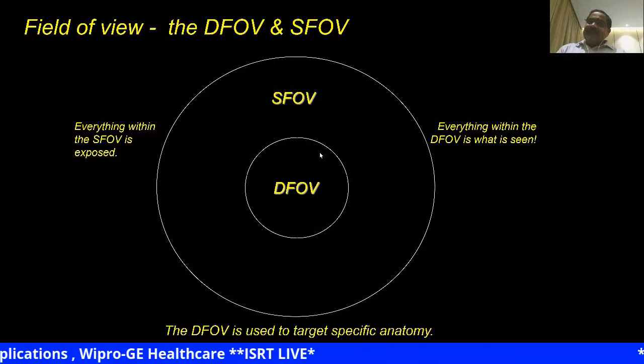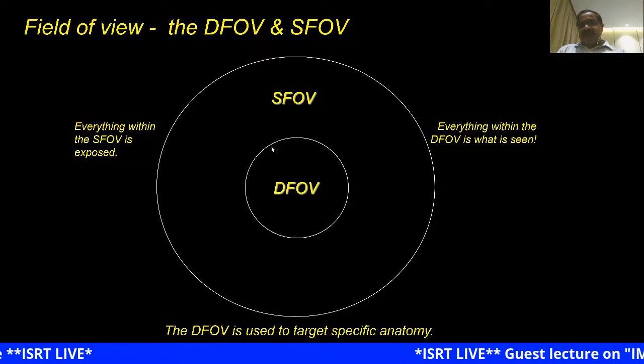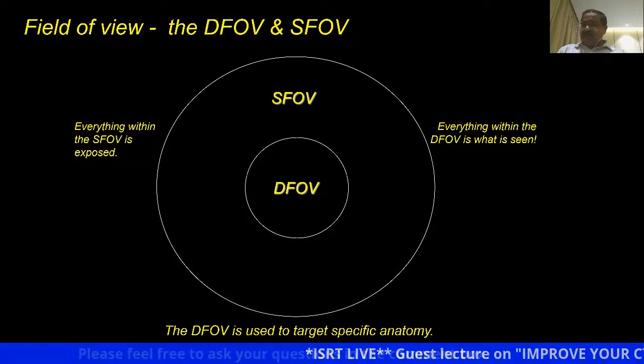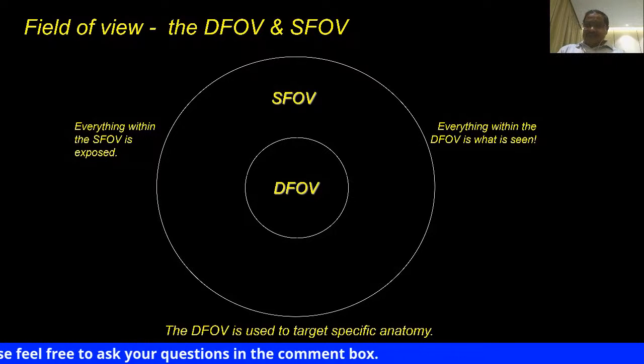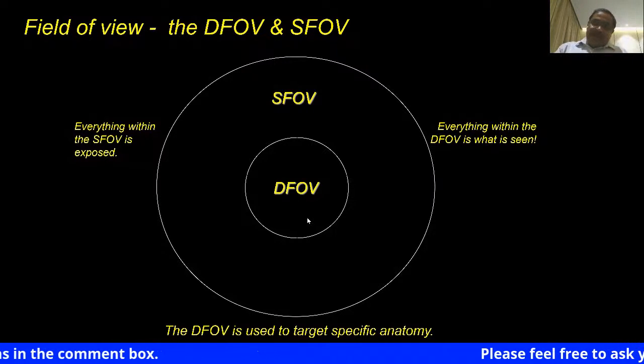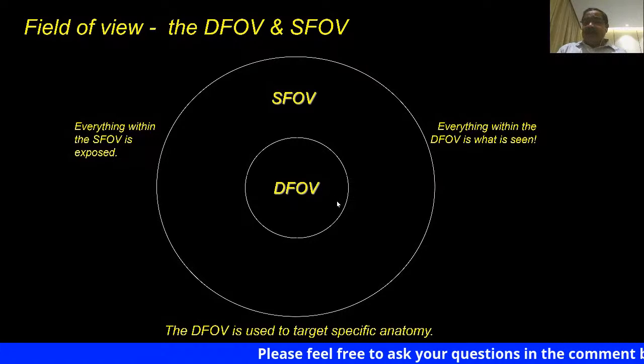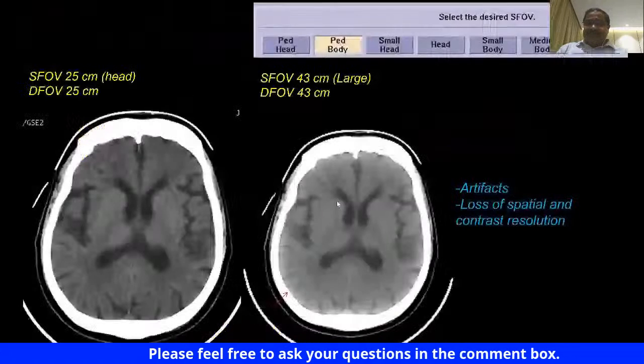DFOV is the area which you use for reconstructing. That means to improve the image quality and the resolution, you may confine your reconstruction to a smaller area and get a better image. And that is determined by the DFOV. We will see them in detail.